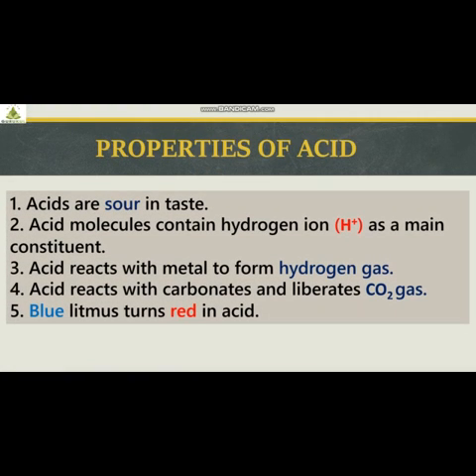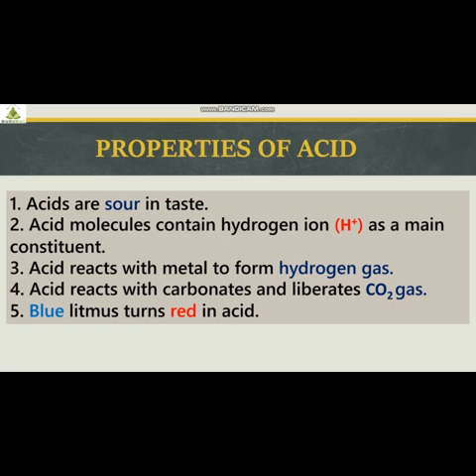So, properties of acids. The very first point is acids are sour in taste. Acid molecules contain hydrogen ion H plus as the main constituent. In the previous video we have learned, after dissociation, what forms? HCl forms H plus ions. What do we get? Hydrogen ion. So acid molecules contain what? Hydrogen ions as a main constituent.